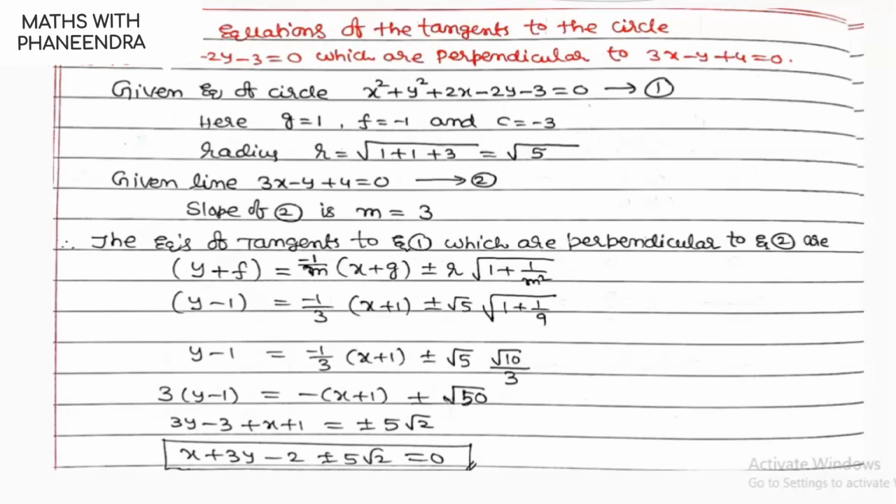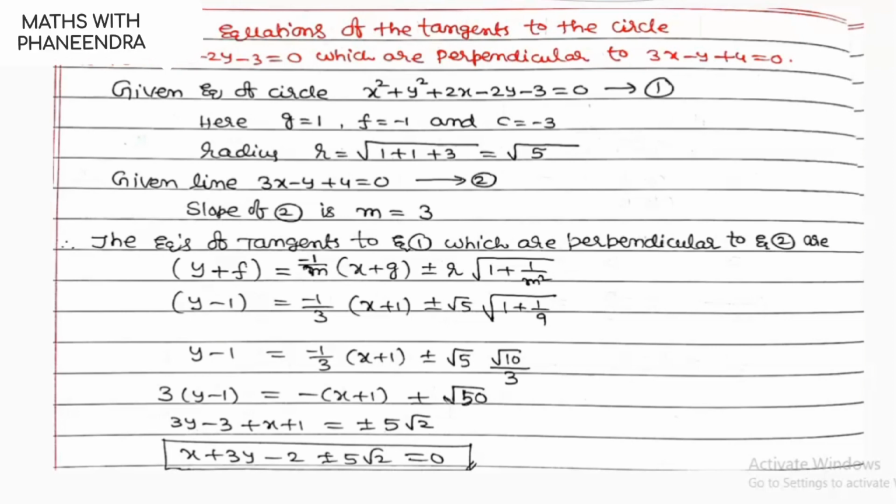y minus 1 equal to minus 1 by 3 into x plus 1 plus or minus root 5 into root 10, root 5 into root 10 is root 50 by 3. So from this side 3 can be taken common. Therefore, it will become 3 into y minus 1 equal to minus of x plus 1 plus or minus root 50. So minus of x plus 1 we can take this side, plus x plus 1. 3 into y minus 1 is 3y minus 3, equal to plus or minus, 50 can be written as 25 into 2. 25 we can take outside of the root, it will become 5 root 2.